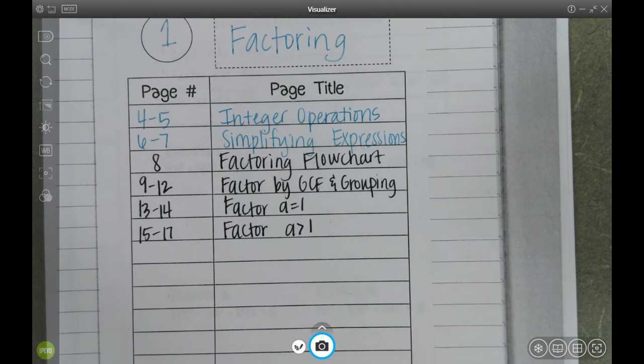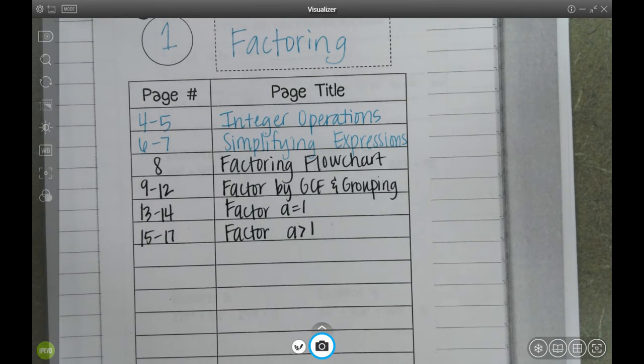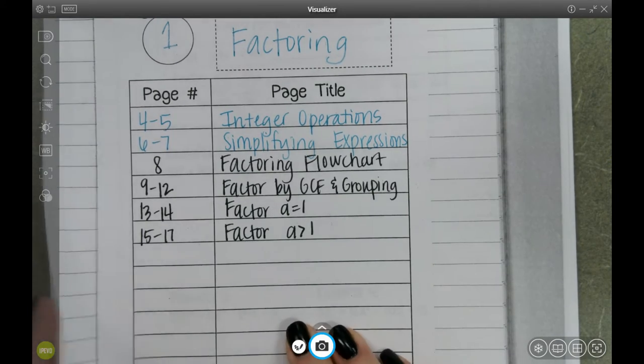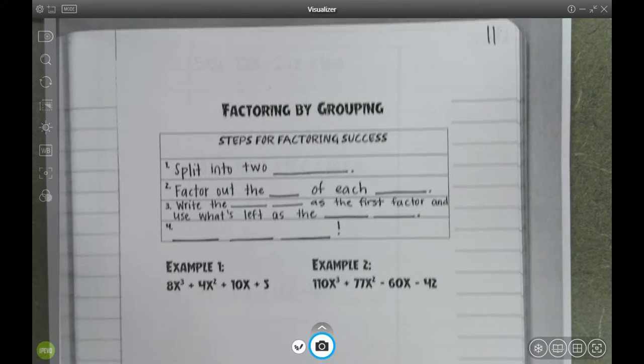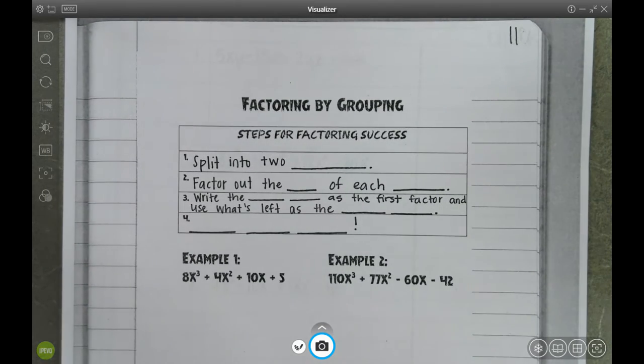Okay, so did everybody update their unit table of contents? All right, we are going to be on page 11. You're going to glue in that next half sheet, factoring by grouping.